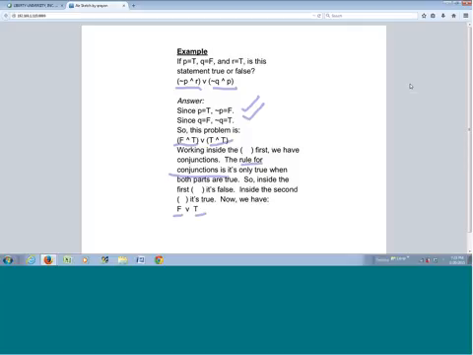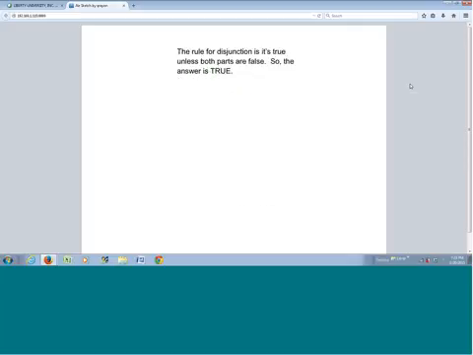And in between the parentheses, notice I have a disjunction. So now I'm ready to work with that symbol now that I know the value of what's in the parentheses. And the rule for disjunction is that it's true unless both parts are false. So the answer for this problem is true.